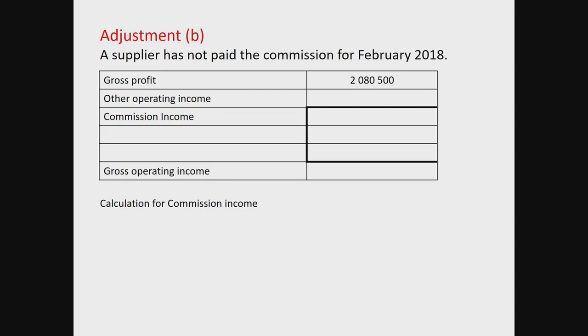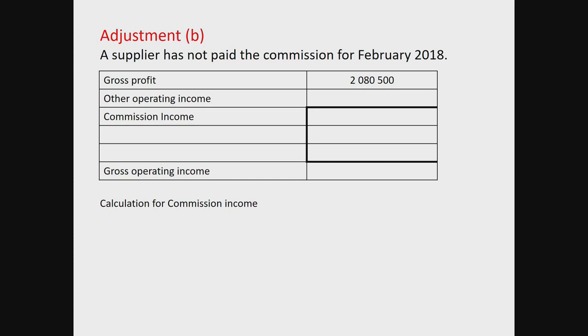Okay, so what you see on your screen is your answer of your gross profit, and this is now the next section of the income statement. So the item that we're talking about now is commission income. Commission income will appear in the operating income section of your income statement. I just left out the first two lines of the income statement, because now we have the gross profit. Now we're working from there down so that we can calculate the gross operating income. Okay, so what does it say?